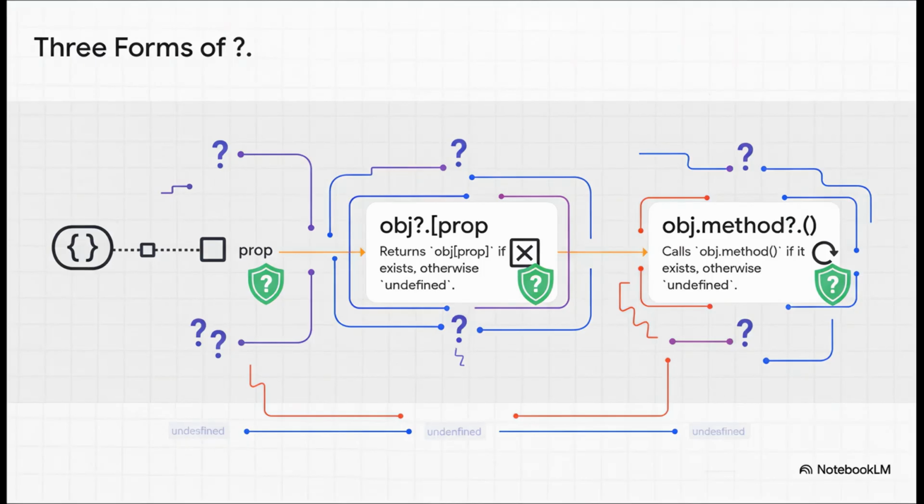There are basically three flavors of this that you're going to use all the time. You have the one we've already seen, object?.prop, but you can also use it with square brackets, like object?.[prop], which is great for when your property name is in a variable. And this one's really powerful. You can use it to safely call a function that might not even exist, object.method?.().